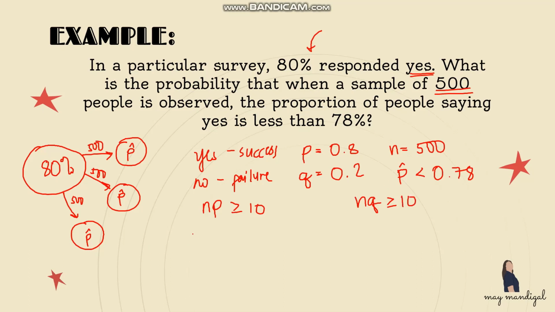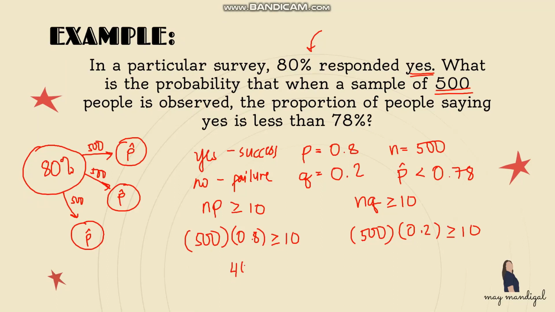So let's write here, N is 500 times P, which is 0.8. So this should be greater than or equal to 10. N is 500, and then Q is 0.2. So this should be greater than or equal to 10. So for this one, 500 times 0.8. So this one is 400, and that is greater than or equal to 10. So correct. This one is 100, and that is greater than or equal to 10. So correct also. So since the conditions were satisfied, we can now assume that this is normally distributed.